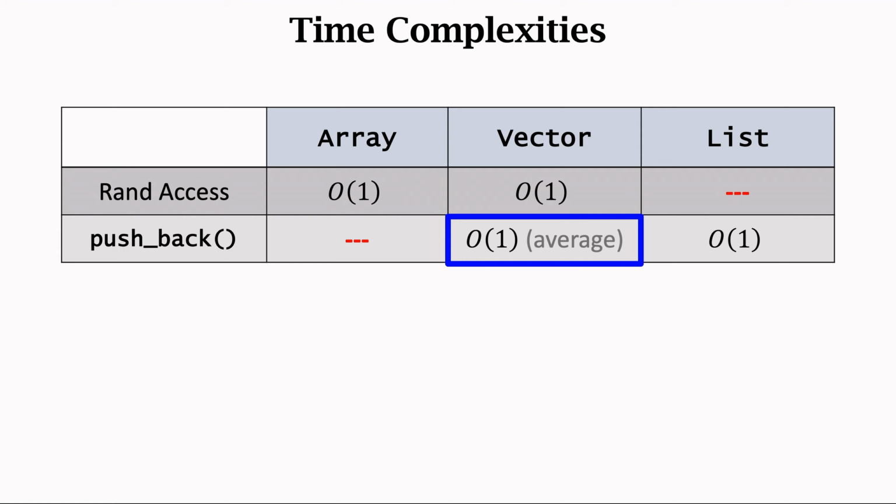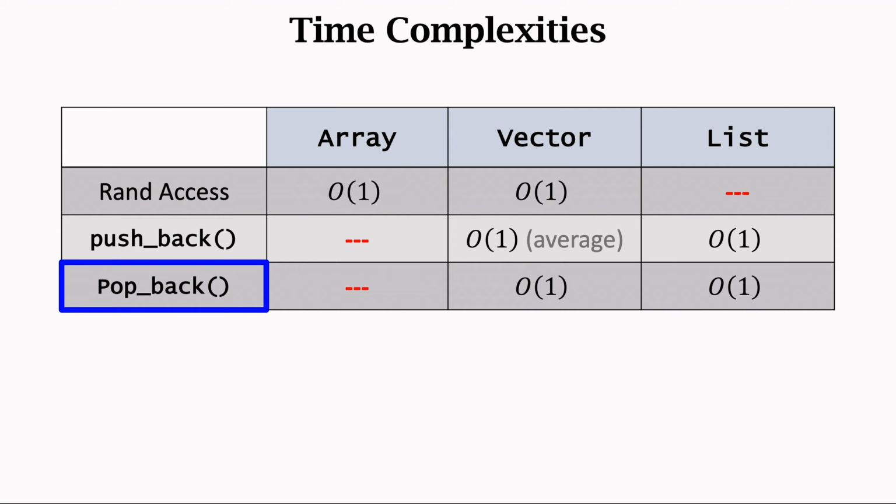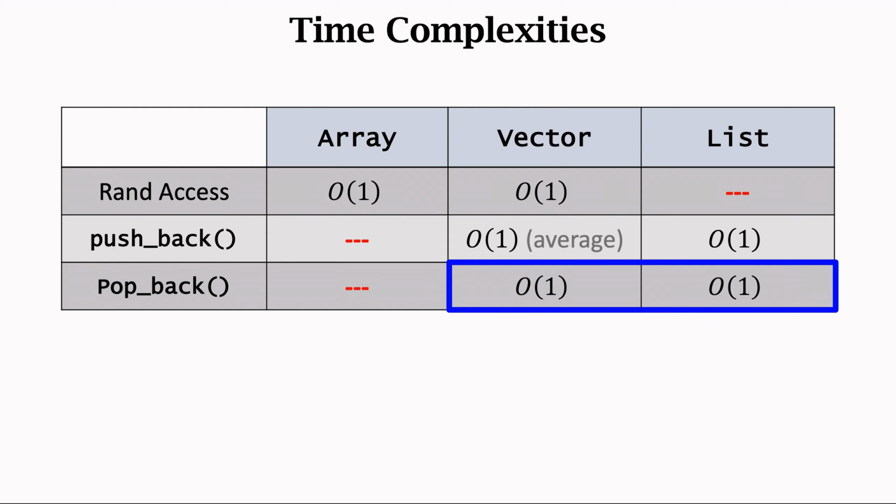On average, vector performs pushback in constant time. Occasionally, pushback is slow. It is because when the size reaches the capacity, a new array is created, and the content in the old array is copied to the new array. Pushback of list is always fast. The time complexity is always constant. Popback means removing the element at the end. For both vector and list, popback is always efficient, only constant time complexity.